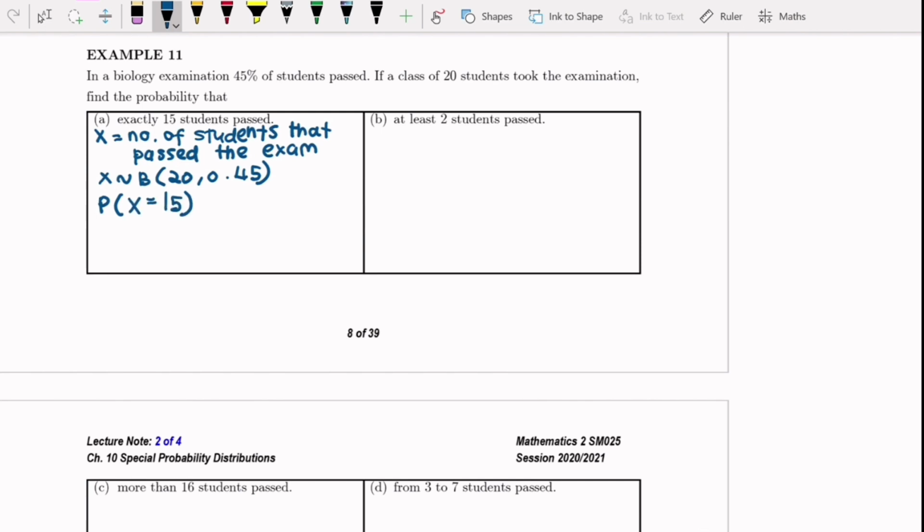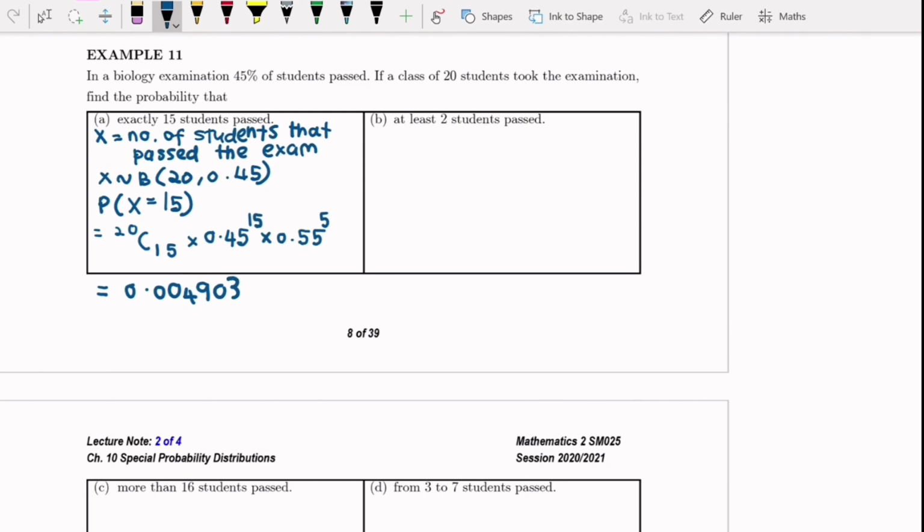So we can use the formula 20 C 15 times 0.45 to the power of 15 times 0.55 to the power of 5. So the answer is 0.004903.